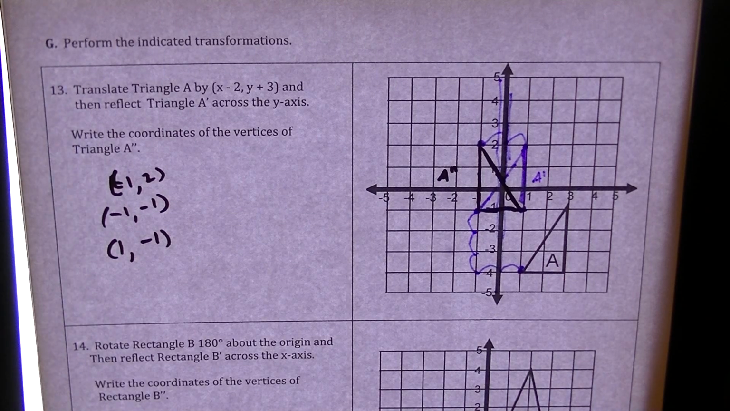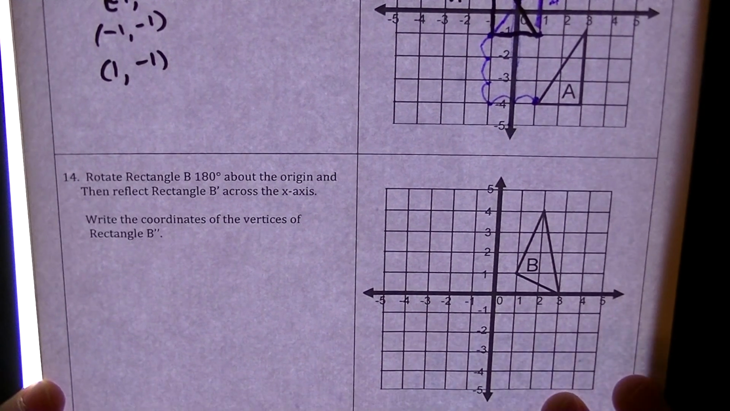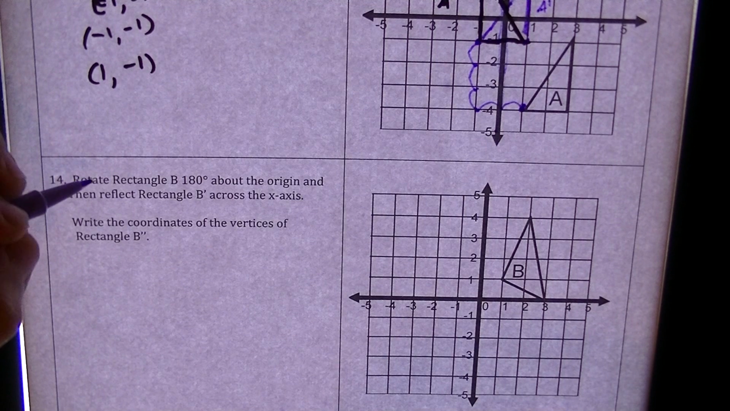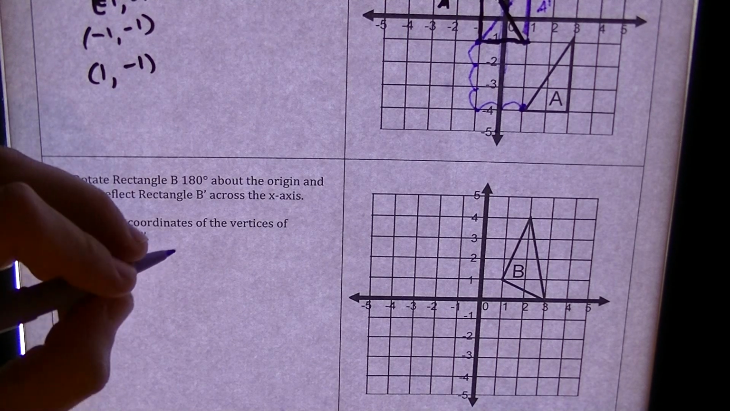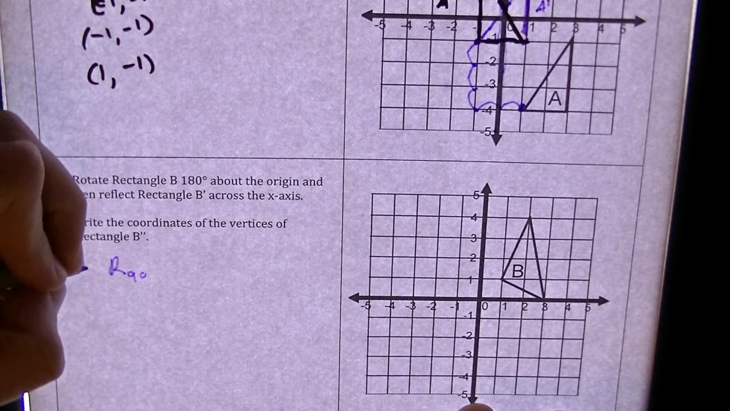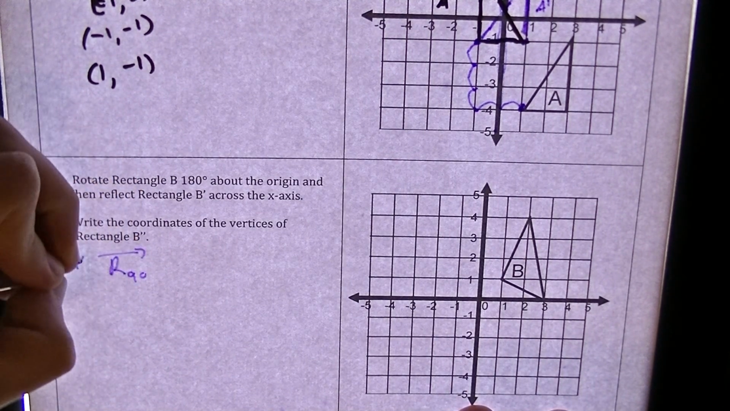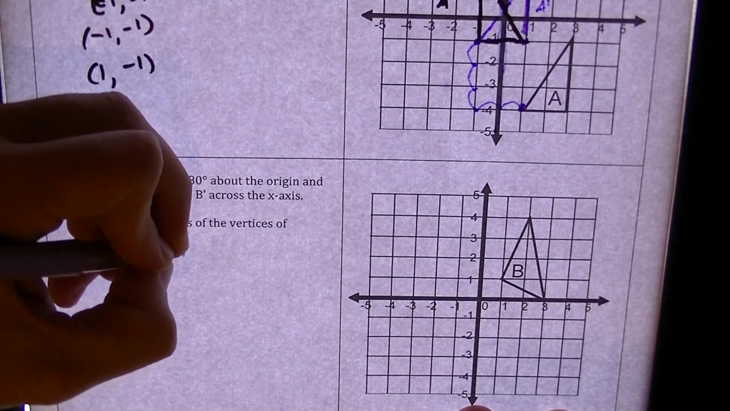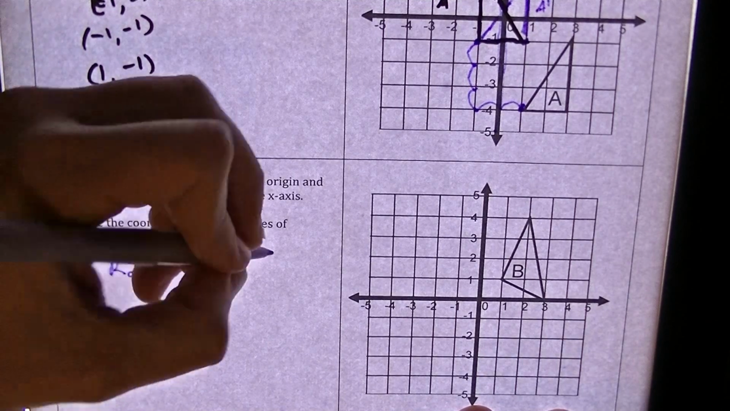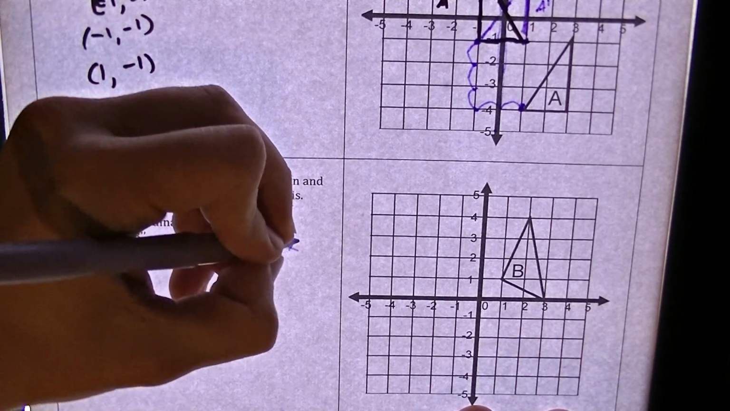Whew. All right, let's try and get this done. I don't think we're gonna get under 20 minutes in this video, but under 25 at least. Okay, rotate rectangle B 180 degrees about the origin, and then reflect rectangle B across the x-axis. So rotating 180 degrees, we saw before, if a rotation of 90 degrees brings me from HK to negative KH, I'm going to do that rotation one more time to get 180, which brings me to negative H, negative K.